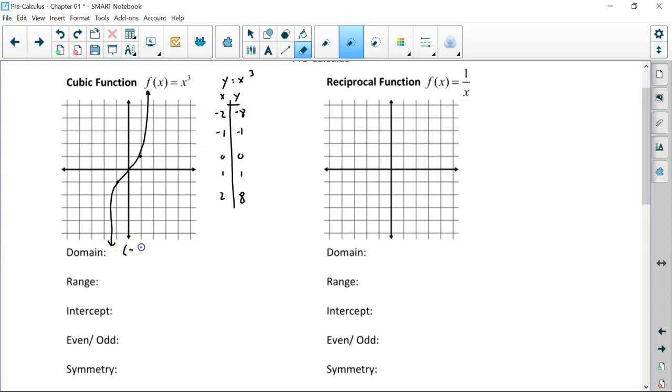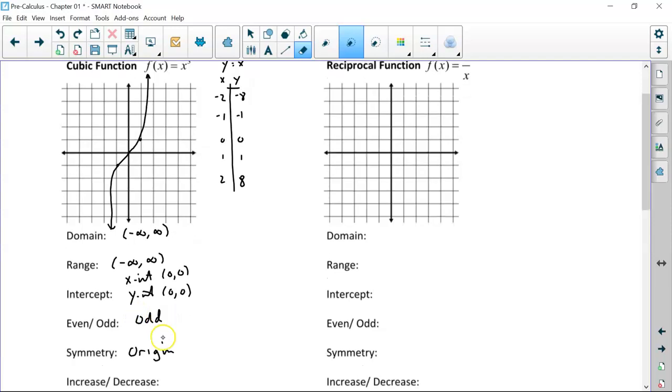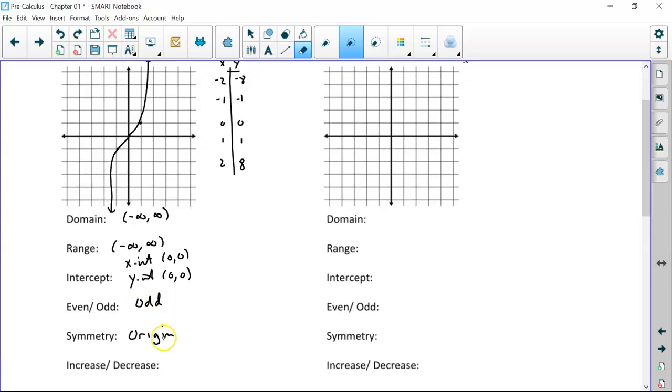Domain, all real numbers, so negative infinity to infinity. Range, same, all real numbers, negative infinity to infinity. The x and y intercepts are at the origin, 0, 0. Now the symmetry is origin. This has origin symmetry, meaning it's an odd function. And for increasing and decreasing, as we go from left to right, this increases the entire time. It increases from negative infinity to positive infinity. And that is a cubic function.